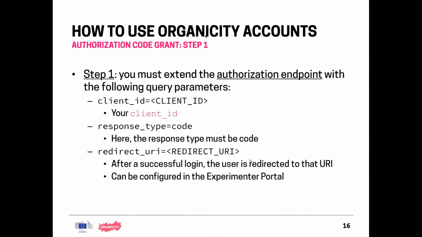Step 1 is you must extend the authorization endpoint, which I showed before in the slide, with some query parameters. The first one is your client ID. The second is the response type code. The flow we are using now is the authorization code grant, so you have to add code here. And a redirect URI. The redirect URI is important. If the user logs in to Organicity accounts, the user gets redirected back to that URL as soon as the login was successful. This redirect URL can be configured in the experimenter portal as well.